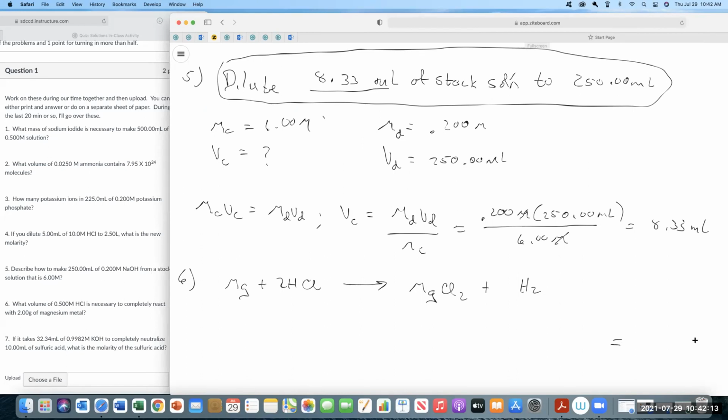All right, so now we want to find the volume of HCl. So let's go with liters. I'll just put liters of HCl here. And actually we're told this is 0.500 molar. We want to find volume, and we're told 2 grams. So now it's the same kind of problem solving we've done before.